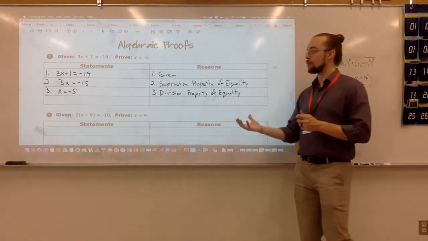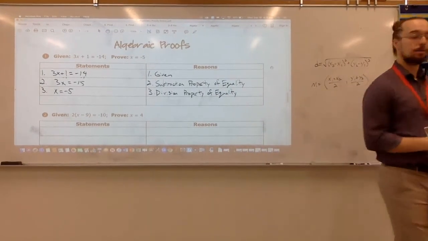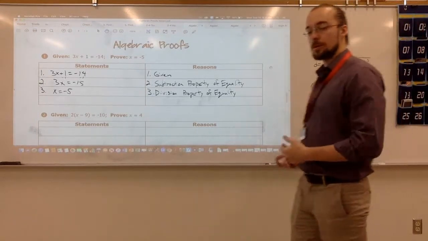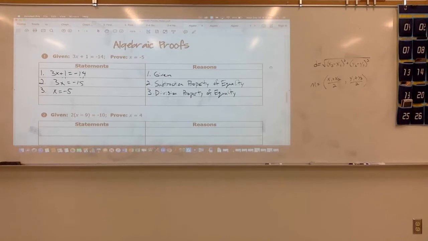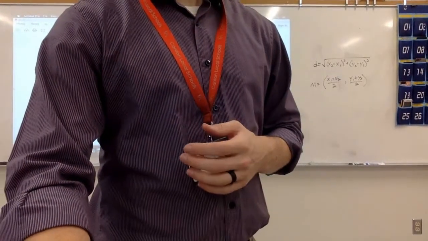So solving the equation and then justifying each step on the right side. Let's just go ahead and practice some of these now. We've got 16 minutes, so we should be able to get through a decent number of these here. So you guys can work on these together. Share your thoughts with each other. If you have questions, ask me.